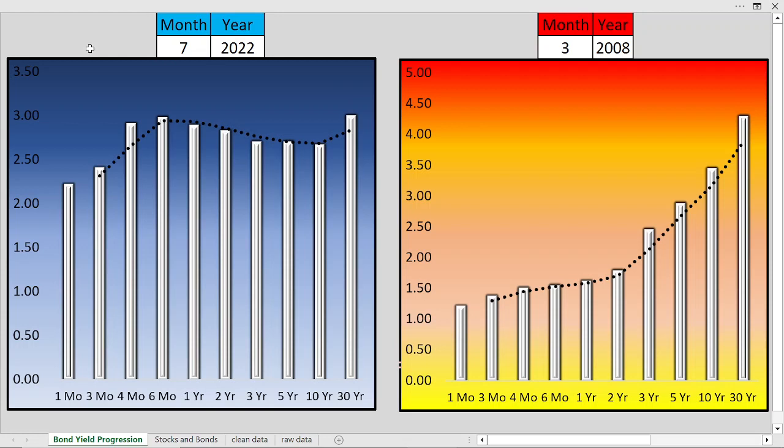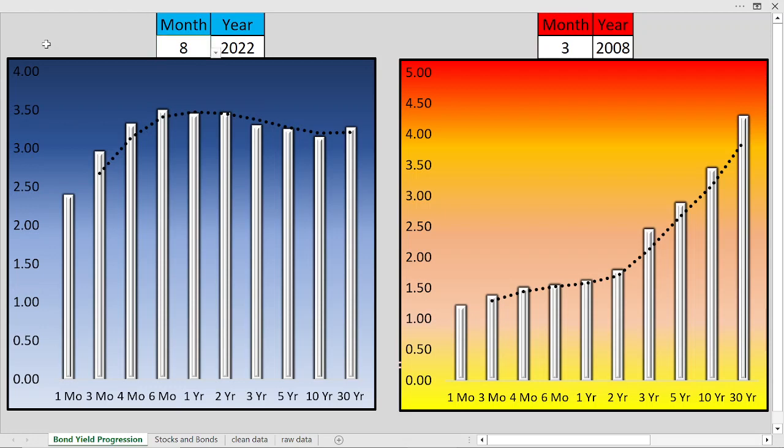Now we go to July. June, July is the beginning of the inverted yield curve, where we can see the 10-year bond paid 2.67%, versus a 6-month bond at 2.98%. We continue to August at this point. The yield curve still remains somewhat inverted.